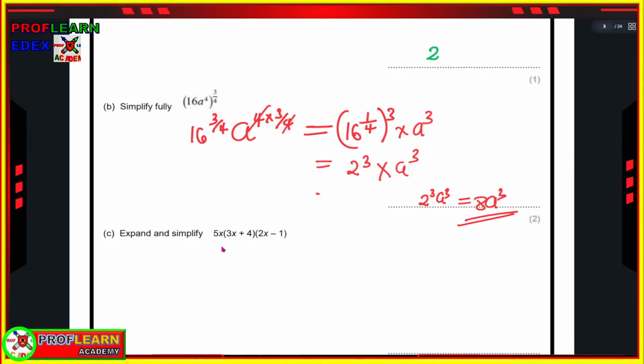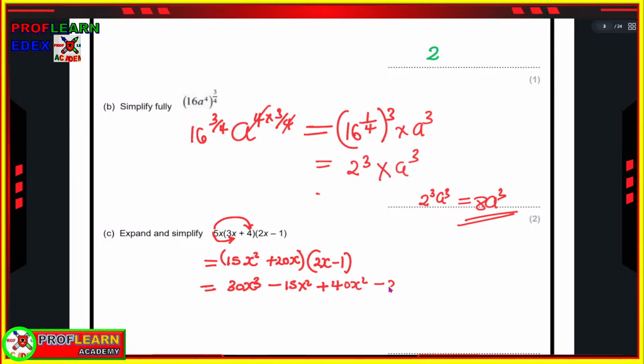Something also you need to remember is how to expand. We need to multiply this to this number, and also the same number multiplied to this one, and this is going to translate to 15x squared, and this is going to be plus 20x, 2x minus 1, and that is going to translate to 15x squared times 2x, which is going to be 30x cubed, and 15 times minus 1 will be minus 15x squared. 20x times 2x will become plus 40x squared, and 20x times minus 1 becomes minus 20x.